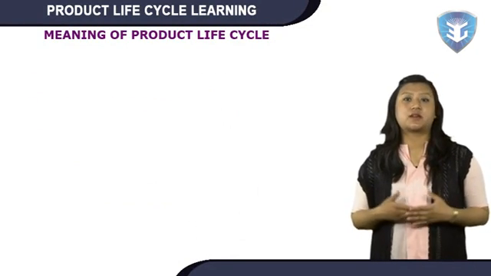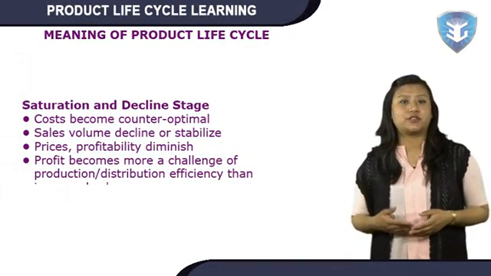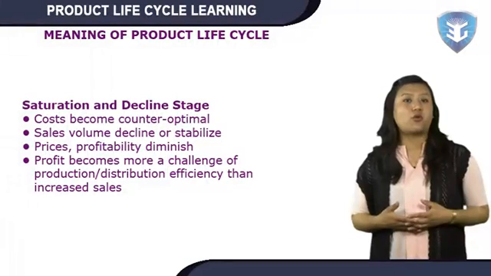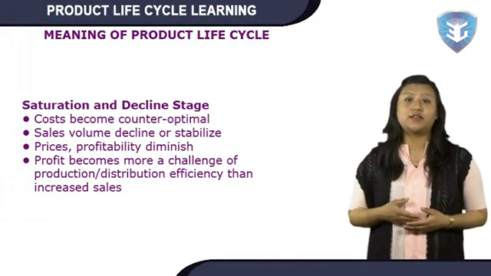Then comes the saturation and decline stage. The cost becomes counter-optimal, the sales volume declines or stabilizes, and prices and profitability diminish. Profit becomes more a challenge of production and distribution efficiency, then increased sales.